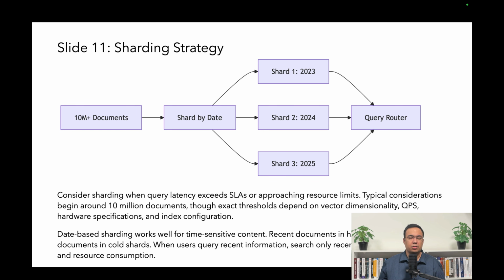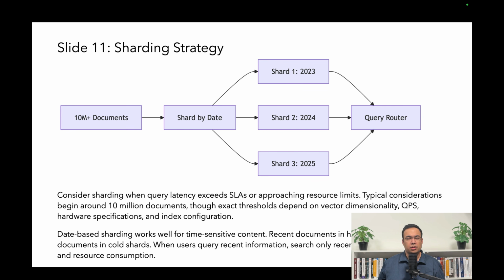Date-based sharding works particularly well for time-sensitive content. You would put recent documents in hot shards and historical documents in cold shards. Here's why this approach is pretty effective. When users query about recent information, you search only the recent shards, which reduces both latency and resource consumption. You're not wasting cycles searching through historical data that couldn't possibly have the answer.